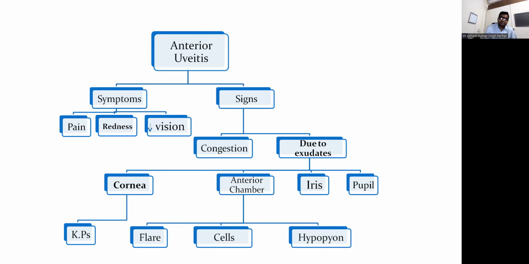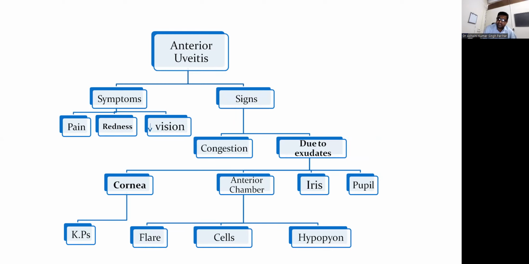This is the summary of what a patient with anterior uveitis will have as signs and symptoms. The symptoms will be pain, redness, dimness of vision. The patient usually will complain of pain in the morning time or evening. Signs will be congestion or deposition of exudates. The congestion can be either diffuse corneal congestion or circumcorneal congestion. Due to exudates, if they are deposited over the cornea, the patient will get KPs, various types of KPs, which I have shown you. If the exudates are in the anterior chamber, you get cells, flare, and hypopyon.